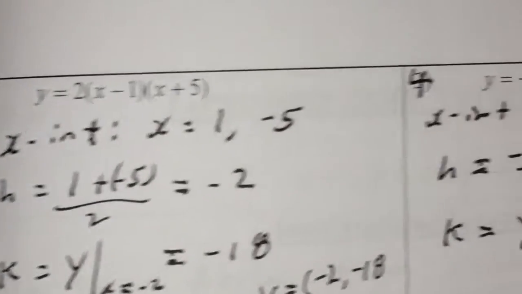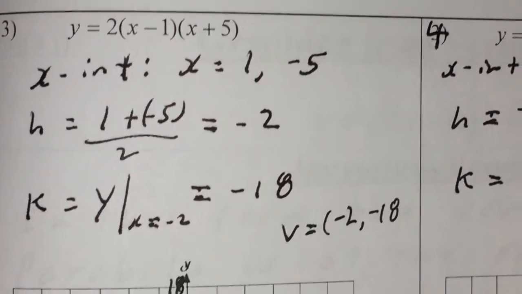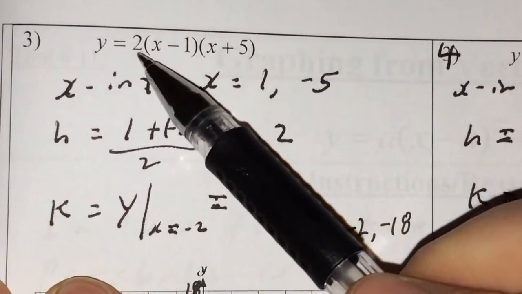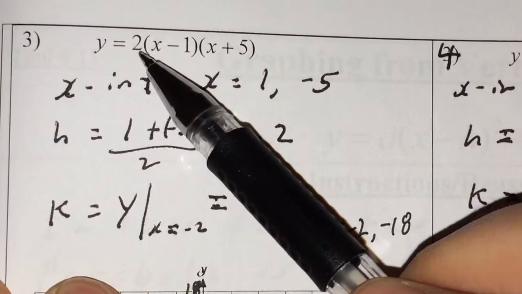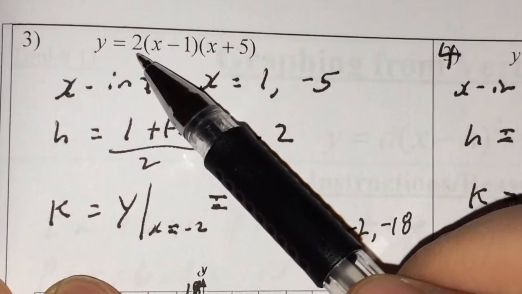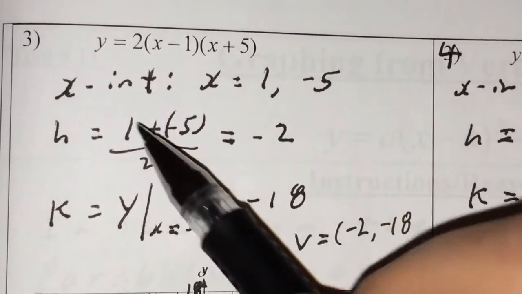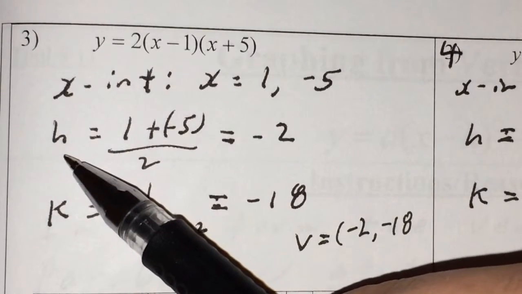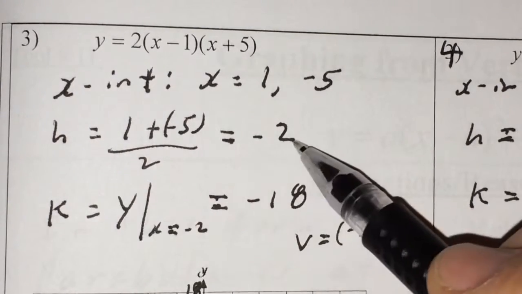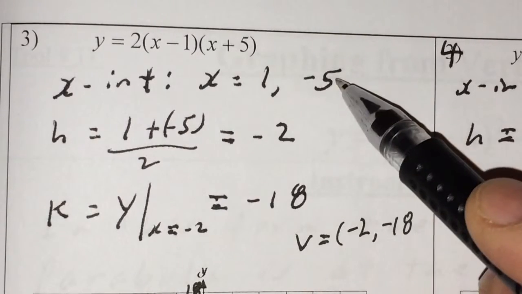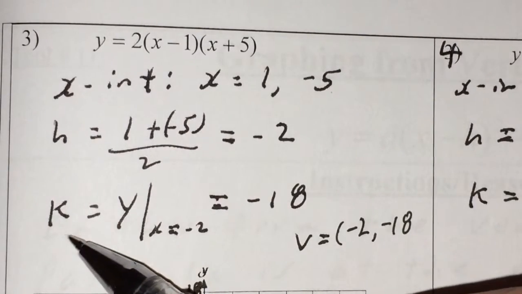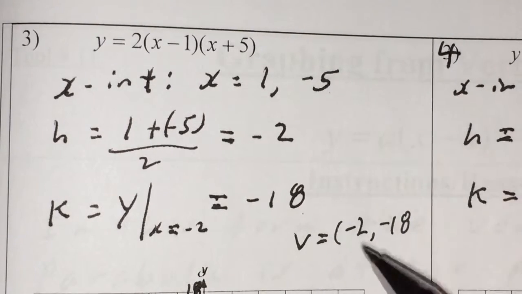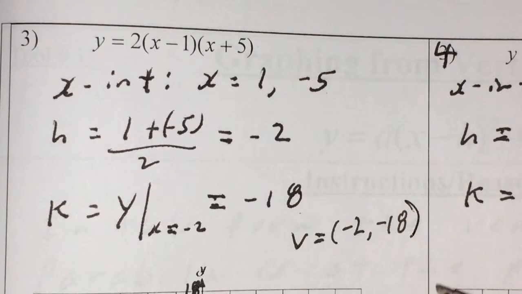Another example up here: y equals 2 times (x minus 1)(x plus 5). Now we have a vertical stretch factor. It still opens up, but it's been vertically stretched by 2. The x-intercepts are 1 and negative 5. The h, the x-coordinate of the vertex, is negative 2, found by finding the midpoint of those. And for k, sub the negative 2 in, and you find out it's negative 18. So the vertex is at (negative 2, negative 18).